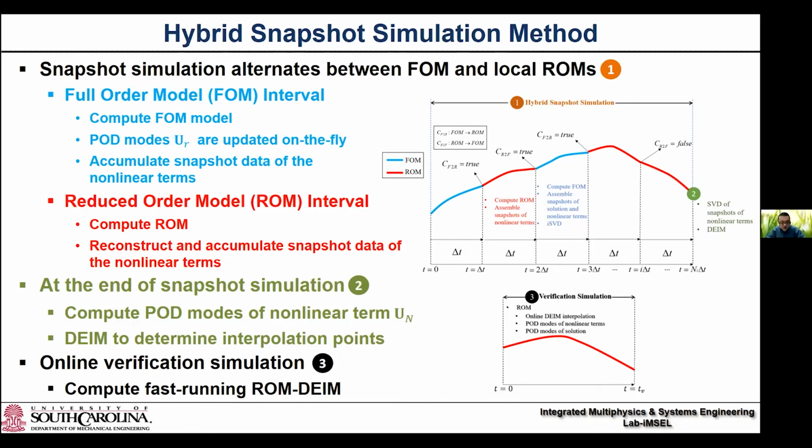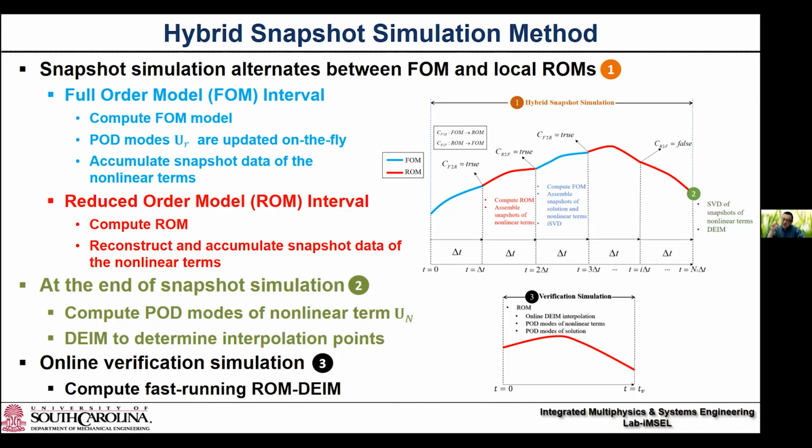That's a very good question. This is the early work of our hybrid snapshot simulation, so at this moment, this interval size is fixed. We basically determine it at the beginning. We are also working on an approach right now, and we will present some work in another conference paper in August, where we develop a criterion to determine the interval length adaptively.